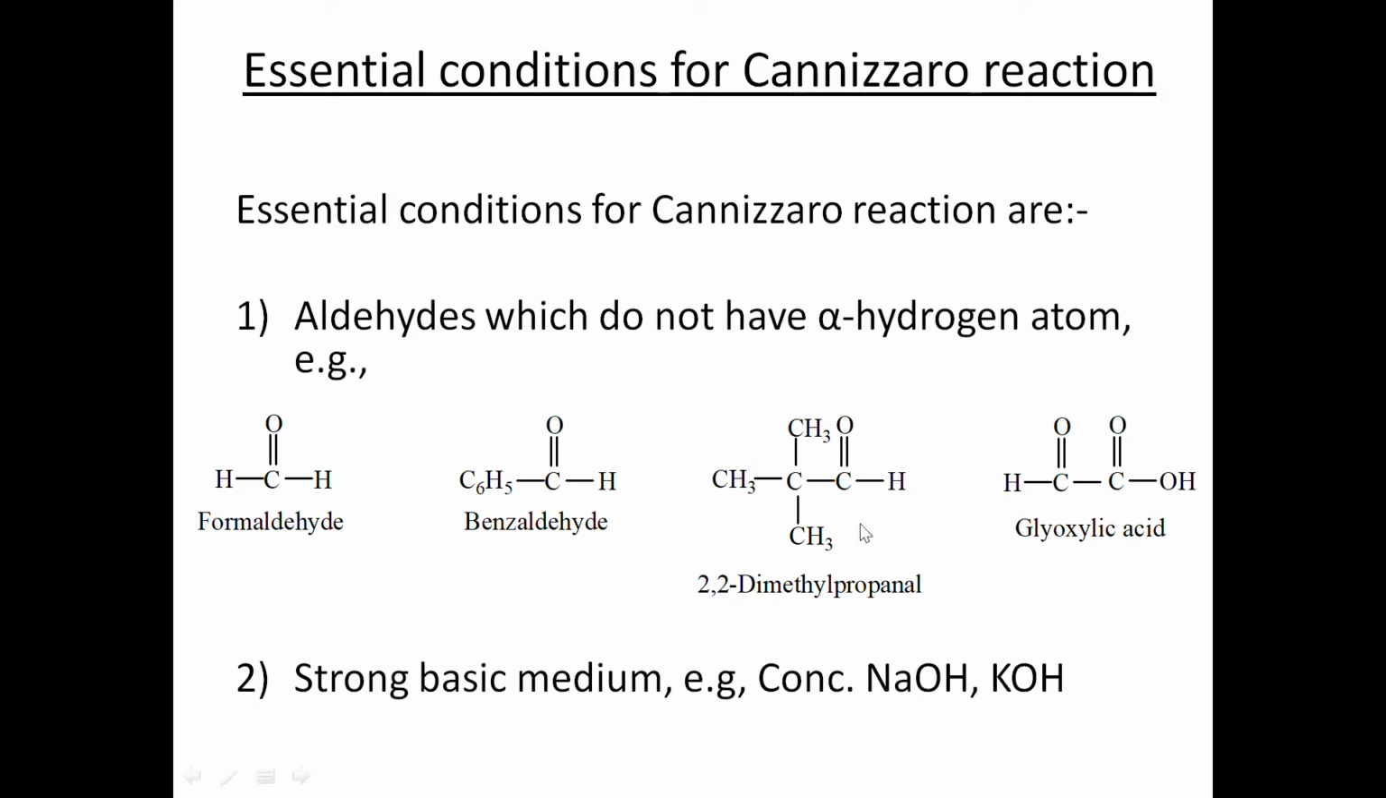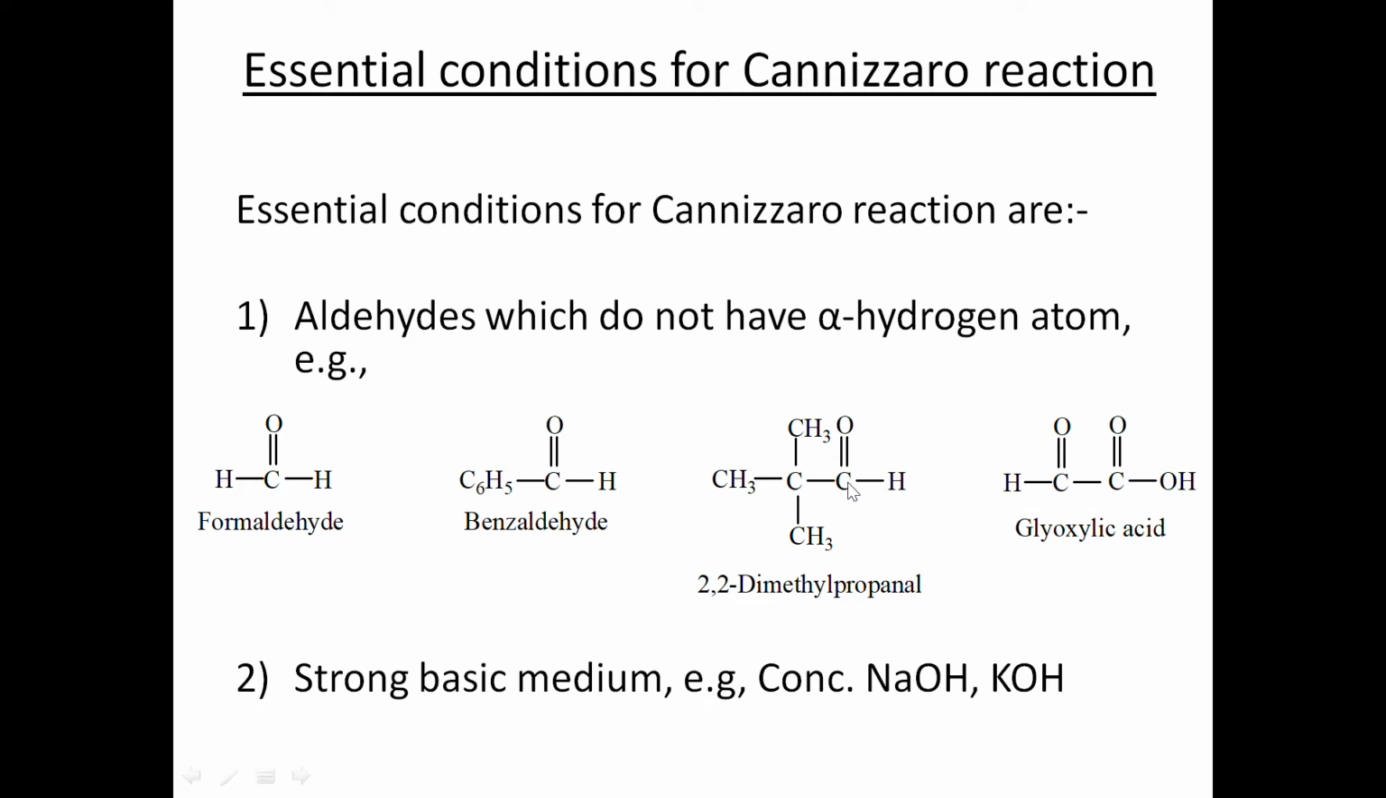Here I have cited few examples. First, formaldehyde. As you can see here, no alpha carbon is available, so no alpha hydrogen. Benzaldehyde, again no alpha hydrogen. 2,2-dimethyl propanol. As you can see here, this is aldehyde group, so it will get number 1. So 1, 2, 3. At second position, you have 2 methyl groups, so it is 2,2-dimethyl propanol.